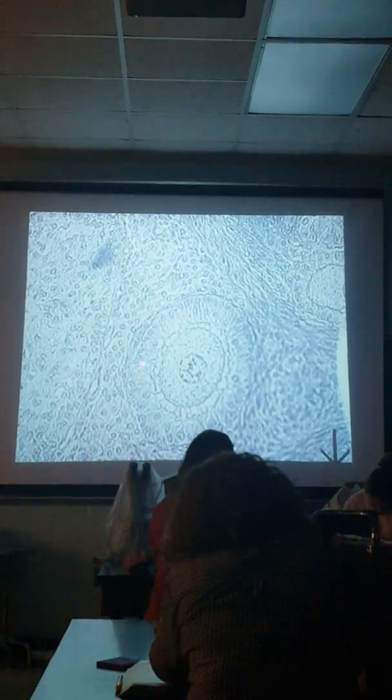We don't see any antrum formation, but we see differentiation. So this is no longer a primordial follicle. This is a primary follicle. So primordial, primary. Moving back out.